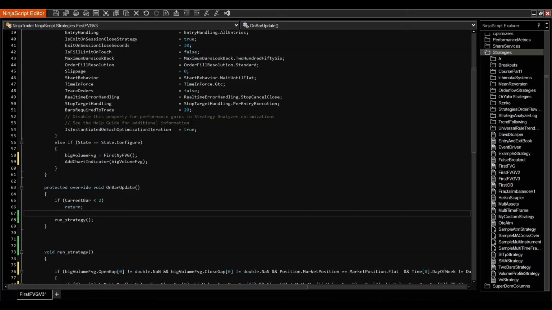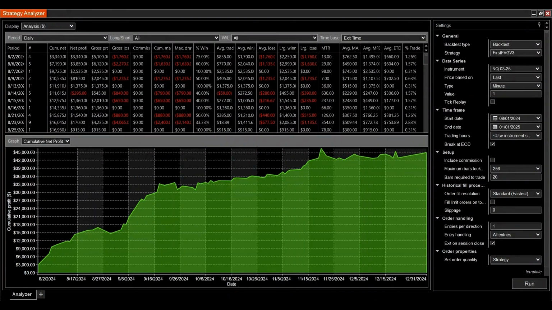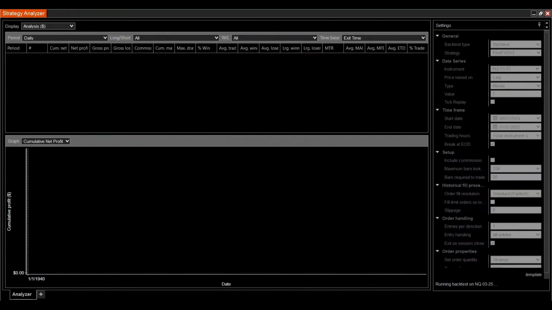How's it going, everyone? So I want to show you a strategy that's very simple in its concept, but on the other hand, it's also very logical. I've backtested this strategy, okay? It's called First Fair Value Gap version 3. We can run it again just to see that these are indeed the results of this strategy.